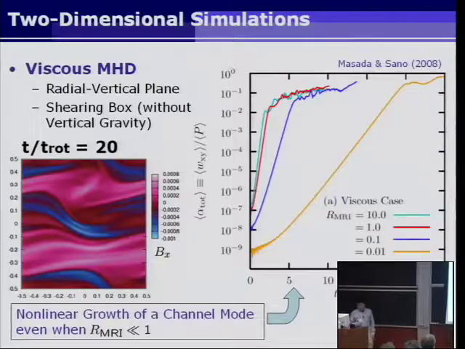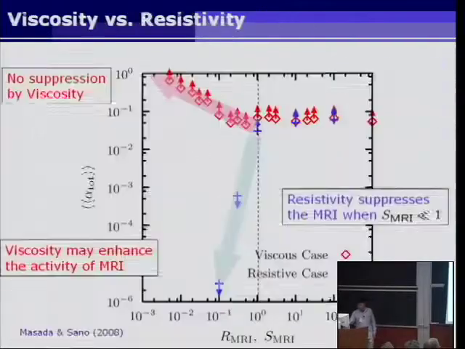And then we did this simple 2D simulation, just including a viscosity. The 2D means the radial-vertical plane, and we assume the shearing box without gravity, so everything is uniform without Keplerian shear. And for the nonlinear growth, the result said all the models with any size of the resistivity go to nonlinear growth of the channel mode. This is quite different from the resistive result.